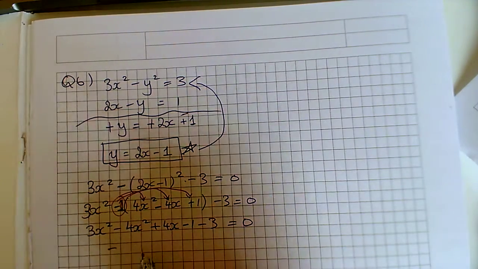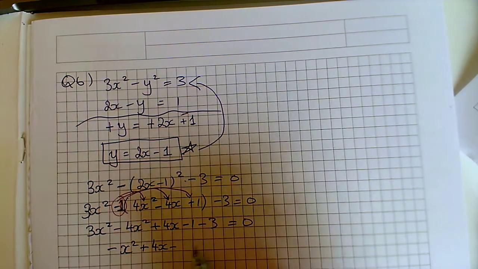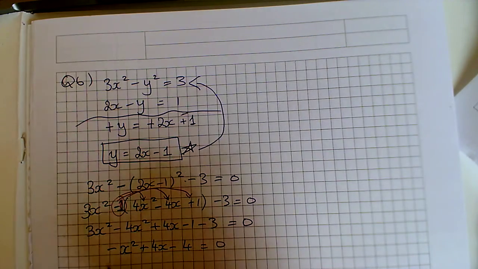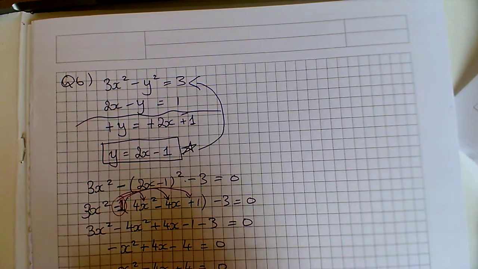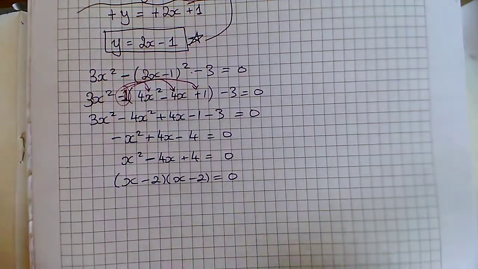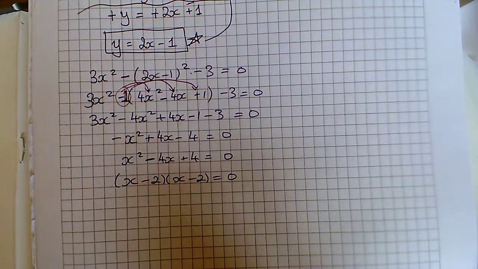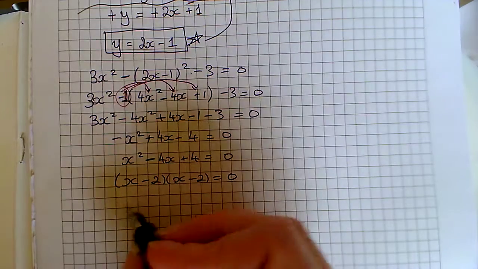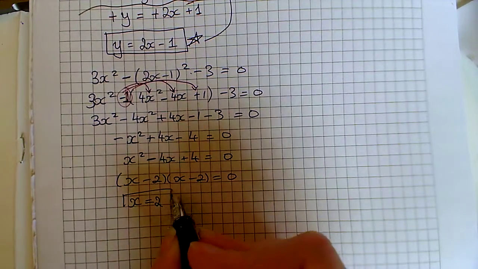Now, gather like terms, we've got a minus 1x squared plus 4x minus 4 equal to 0, and I'll change the signs because it is easier to factorize once I have a positive number in front of the x squared. Okay, so there's equal roots. I just have one value for x, which is that x is equal to 2.